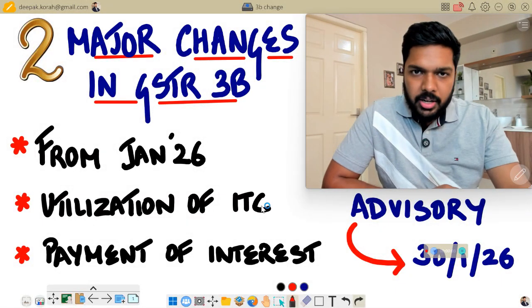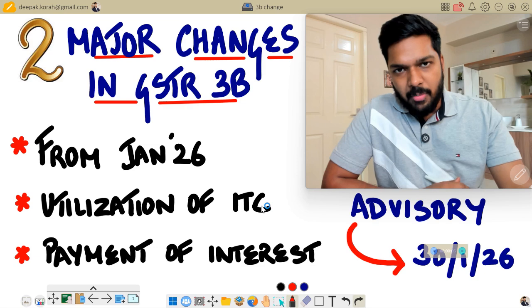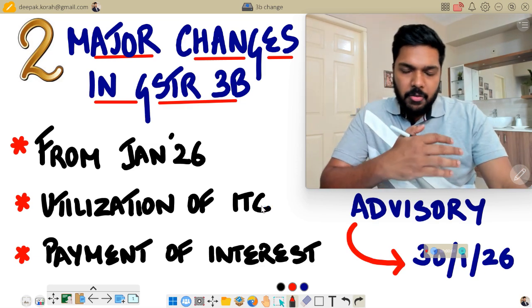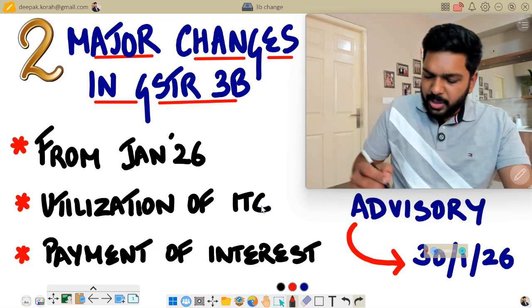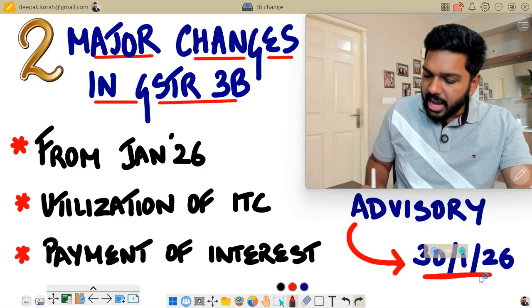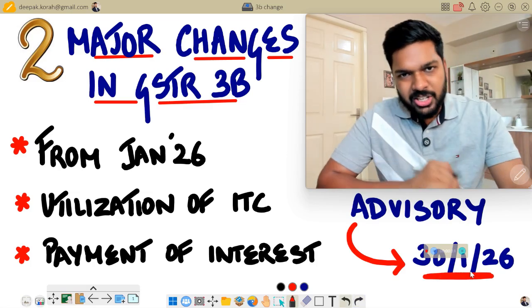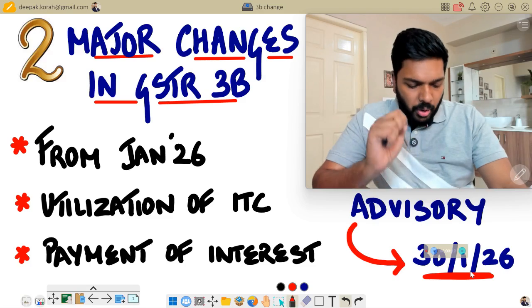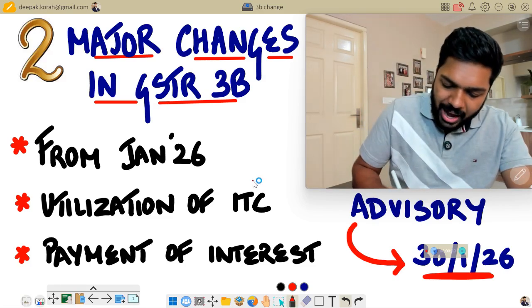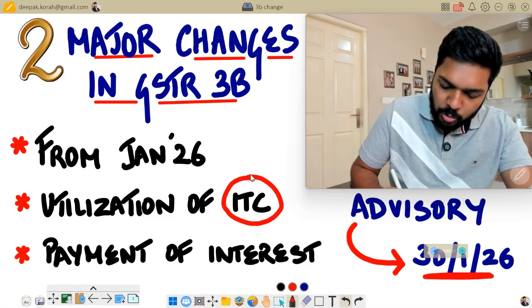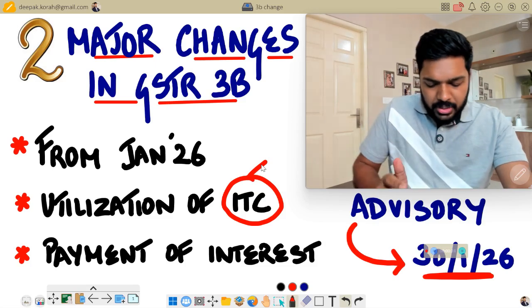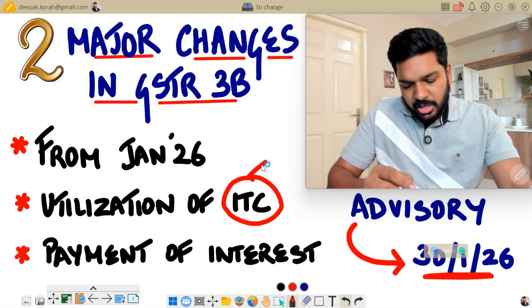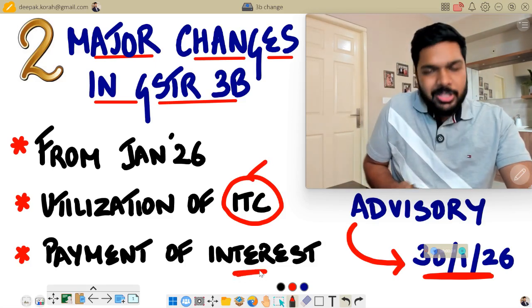So in this video, we'll try and understand two major changes that have come about in the return filing process from 2026. And this is being mentioned in the advisory dated 30th of Jan 26, which is lying on the GST portal. Now, what this advisory says is with respect to one, cross utilization of ITC or basically GST that you pay on your purchases. And number two, the payment of interest has become more streamlined on the GST portal.